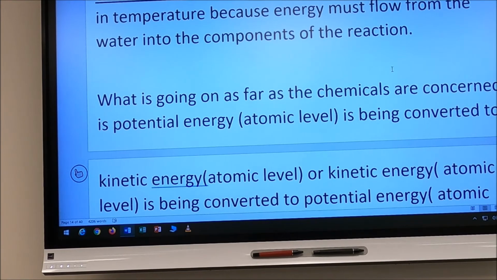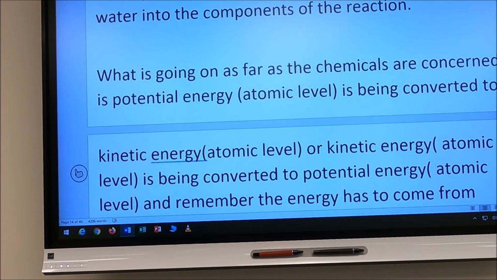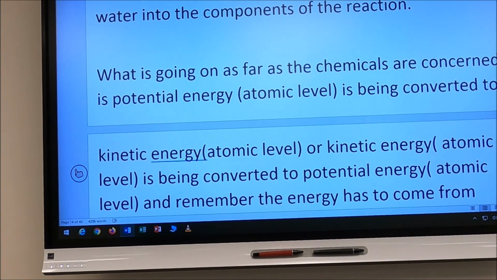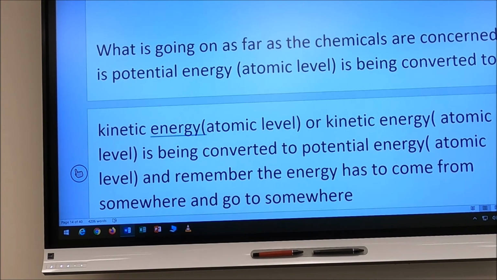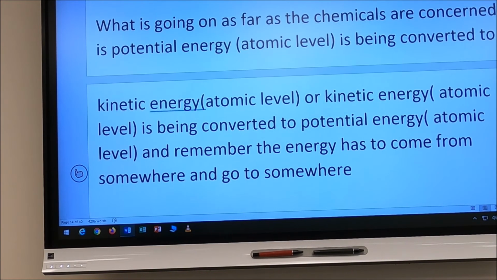Okay, now let's think about atomic level potential energy and kinetic energy here for a minute. Potential energy and kinetic energy at the atomic level are being changed when a chemical reaction is going on. So there is an interconversion from potential energy to kinetic energy inside the components of the reaction, or there's a change from kinetic energy to potential energy inside the system. And remember that energy has to come from somewhere and go to somewhere.